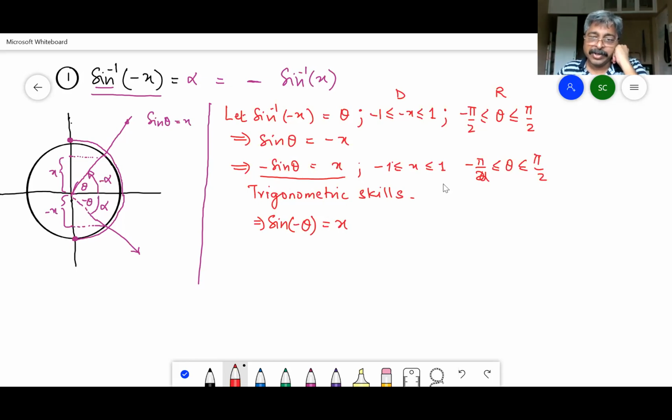Now again I will go and write down domain codomain considerations here. X I have not changed, therefore it is -1 less than or equal to x less than or equal to 1, but I have changed theta now, so I need to know what this minus theta is, so again by multiplying it by -1 we get minus pi by 2 is less than or equal to minus theta is less than or equal to pi by 2.